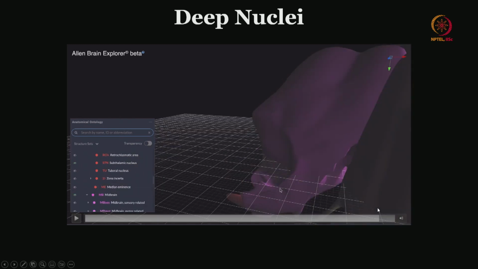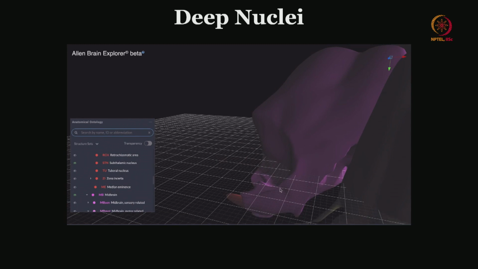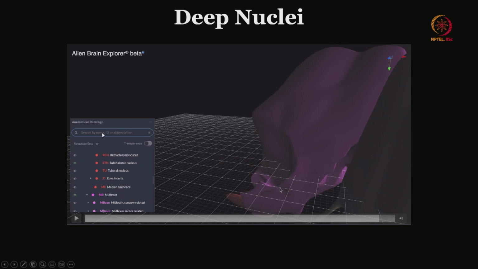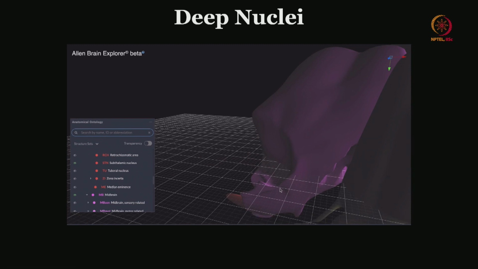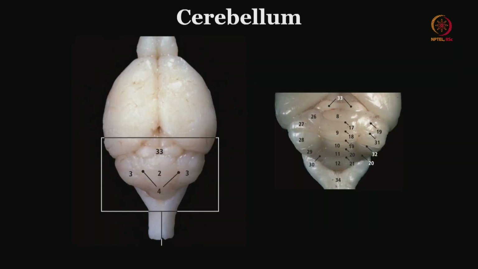So, that is the importance of understanding the 3-dimensional orientation of various nuclei, and you have a wonderful opportunity to go through all these structures in detail. All right. So, that is in brief the deep nuclei.